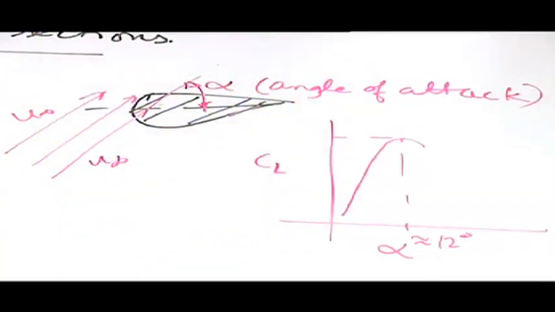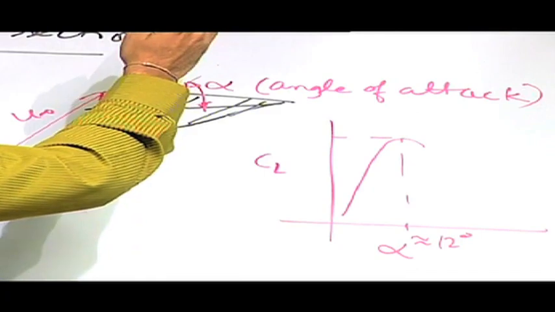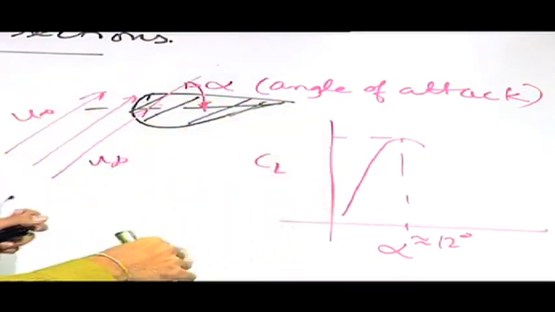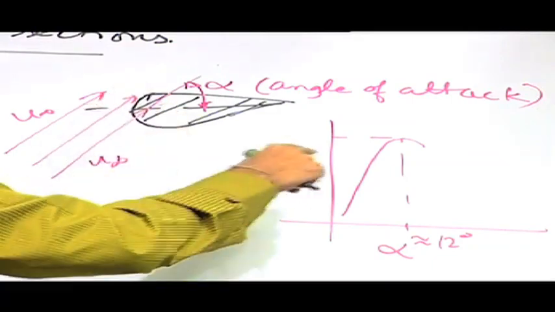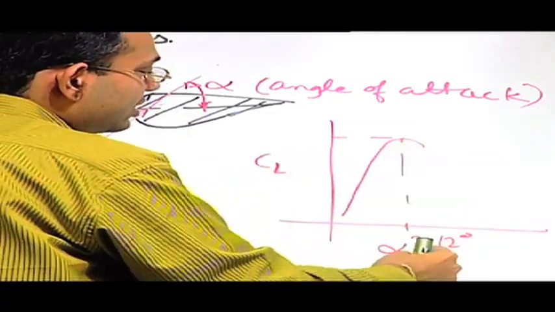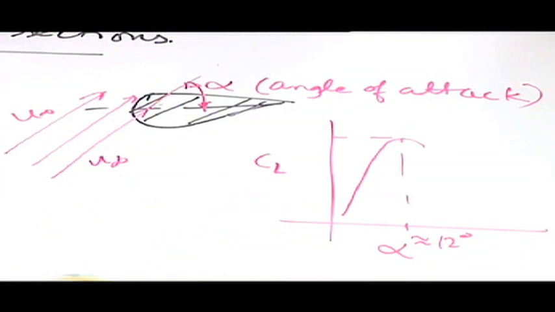Then it falls down because there is a large separated region. Because of the great mismatch between the direction of the flow and the direction of the chord, the flow separation takes place quite quickly, very early, and in this kind of situation, at this angle, the aircraft or that aerofoil is said to be stalled. So this is known as a stall.